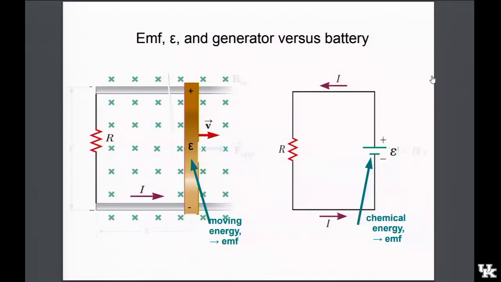So although these two pictures look very different, in how we've made the EMF, how we've made the currents, in both cases you're turning one form of energy, chemical energy or mechanical energy, into electrical energy, electrical power. And so on the left is how electrical generators work in power stations, and on the right is how your 1.5 volt battery works in your TV remote control. So they're both converting other forms of energy into electrical energy.